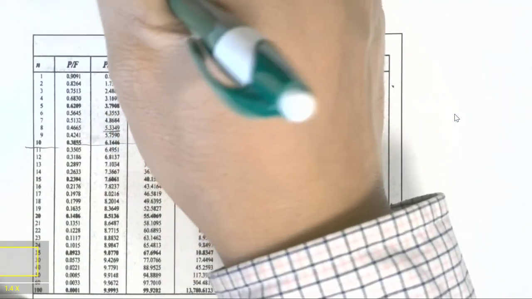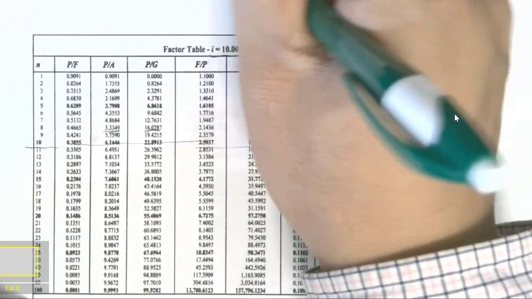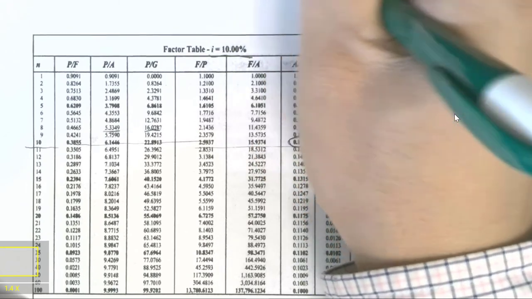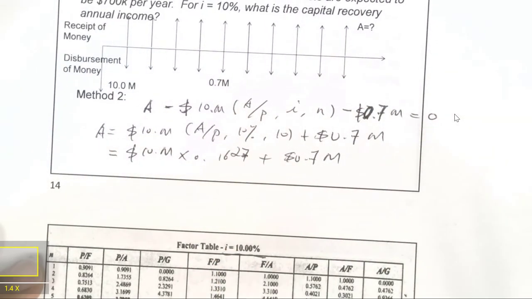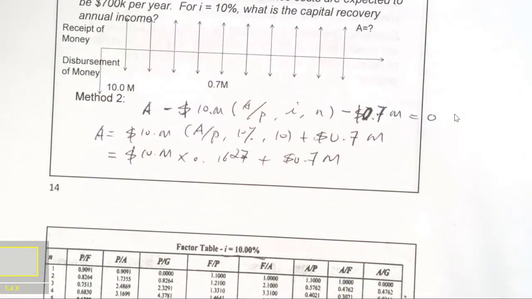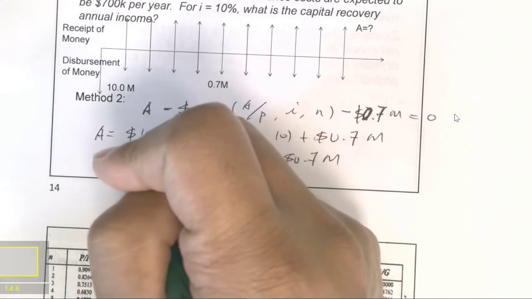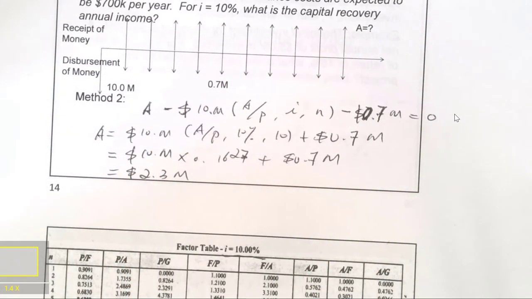0.1627, $10 million times 0.1627 plus $0.7 million. Sorry about that. I should move that. Then we should be able to get exactly the same result, $2.3 million.